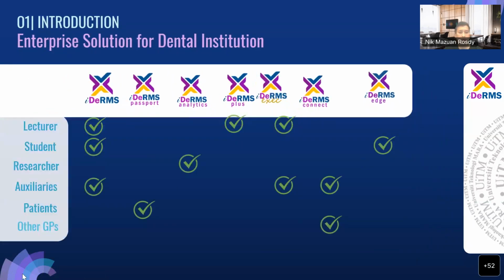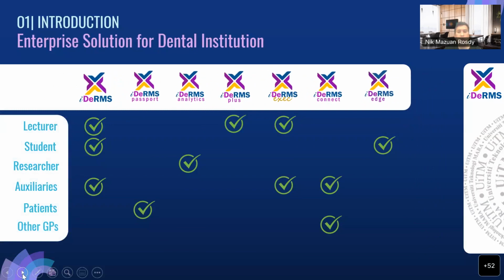And as I mentioned just now, there are specific uses for every variant. The one I'm going to show you soon is the main iDeRMS, which will be used by lecturers, students, and dental auxiliaries, which are the dental nurses, DSAs, technicians, X-ray staff, and all. Whereas iDeRMS Passport is only for patients, iDeRMS Analytics for researchers, iDeRMS Plus for lecturers, iDeRMS Executive for lecturers and auxiliaries, iDeRMS Connect for auxiliaries and also patients, and iDeRMS Edge only for students. Okay.